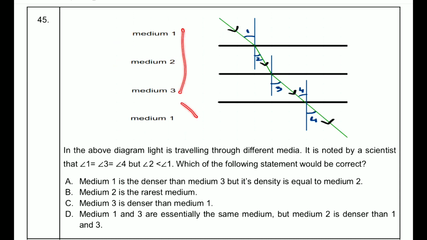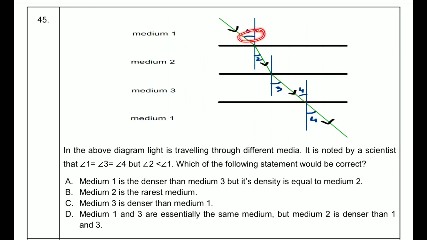Okay, so you have medium 1, medium 2, medium 3, then back to medium 1. Great. So in the above diagram, light is traveling through different media. It is noted by scientists that angle 1 is equal to angle 3 is equal to angle 4, but angle 2 is smaller than angle 1. This is very much evident here, right? So that means angle 1, angle 3 and angle 4 are the same.